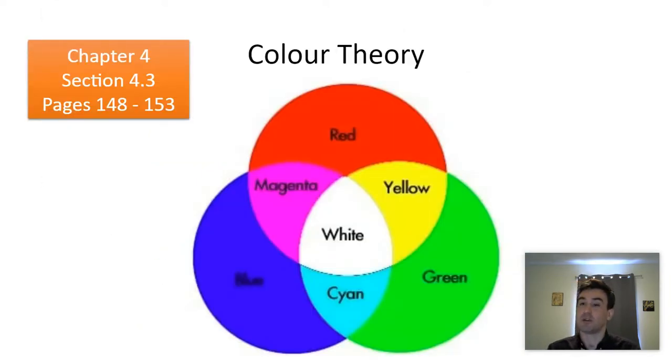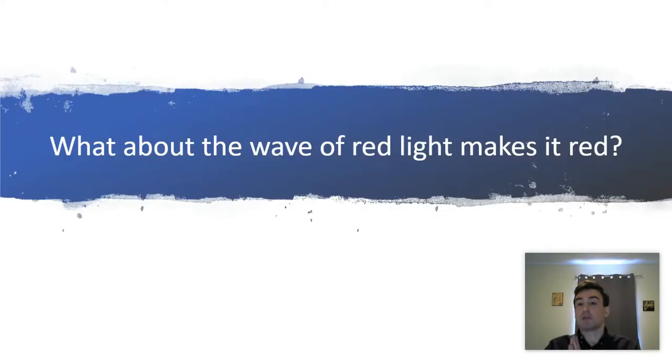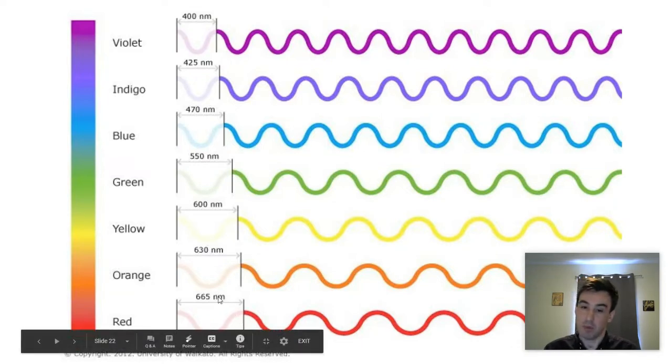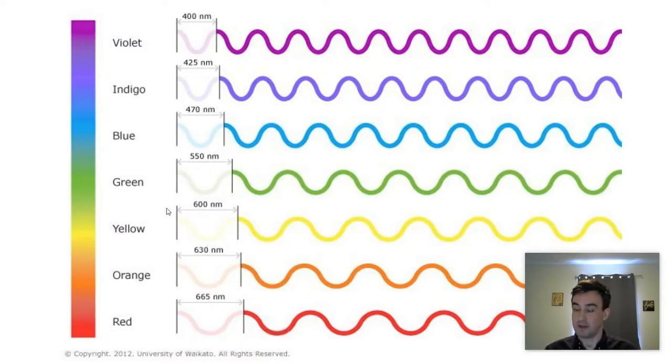Our next section, we talked about color theory. This is section 4.3. And what we really talked about is what about a wave of red light makes it red as opposed to purple or blue or green? What makes the different waves of light different colors? And it's actually their wavelengths. So purple or violet has a wavelength of 400 nanometers. That's the top one right here. And the bottom wavelength of light, red, has 665 nanometers. So different colors of light have different wavelengths of their light wave.